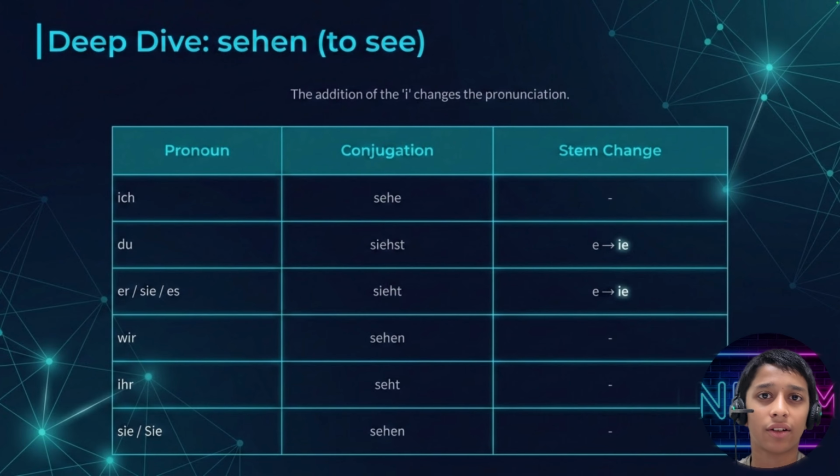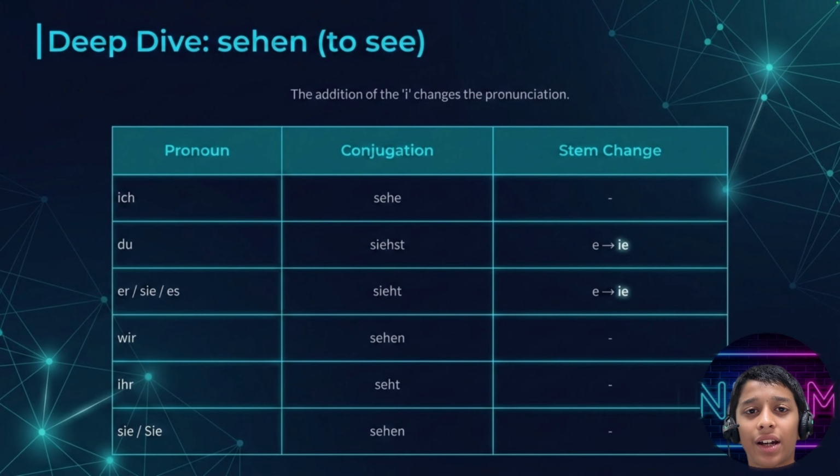Ich sehe, regular. Du siehst, E converts into an IE. Er sieht, also the same, E converts into an IE. Wir sehen, regular. Ihr seht, regular. Sie sehen, regular. The addition of the I alters the pronunciation noticeably. The distinction between sehe, siehst and sieht is clear to native speakers, so accuracy matters.